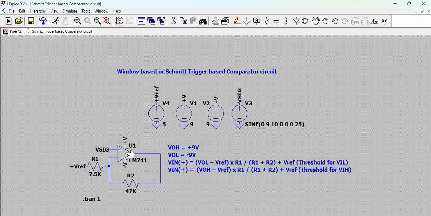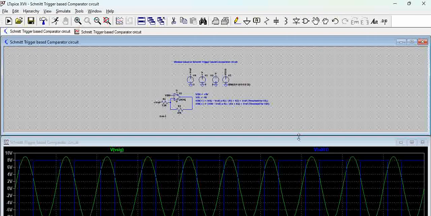So that means we are basically designing a Schmitt Trigger based circuit, where we are eliminating unnecessary toggling at the output because of simple noise on the input terminals. That is the intention here. Now let us try to simulate this circuit.